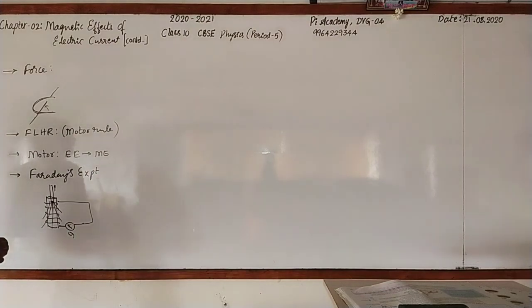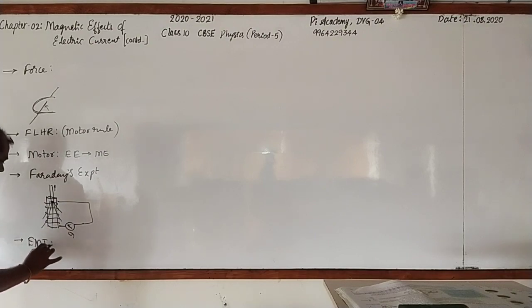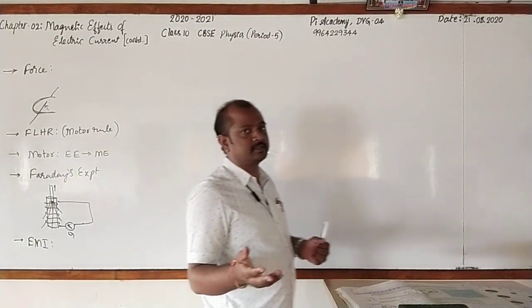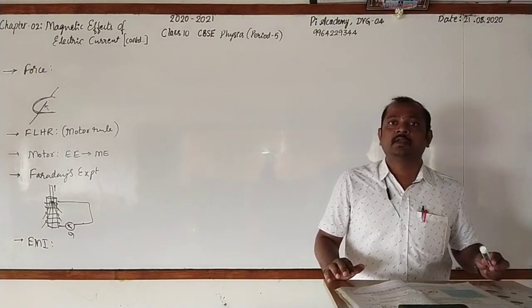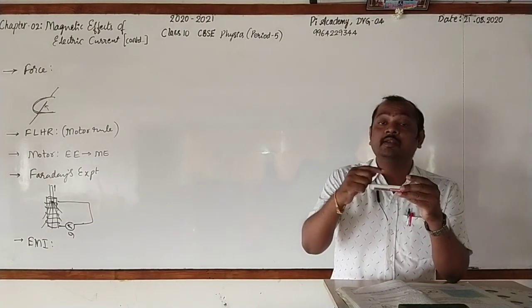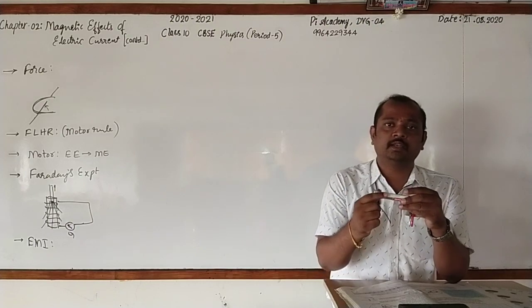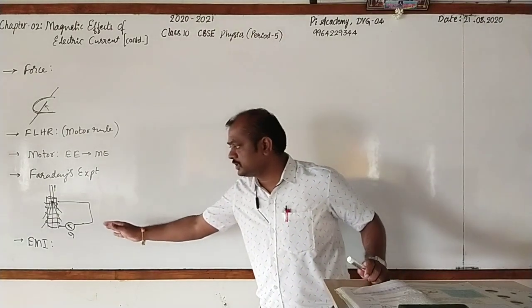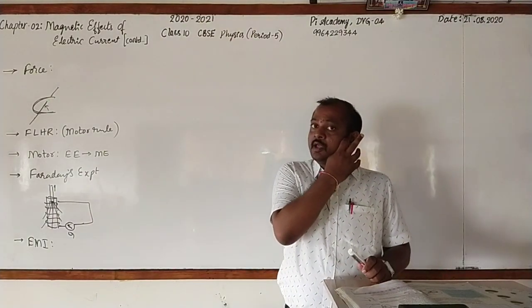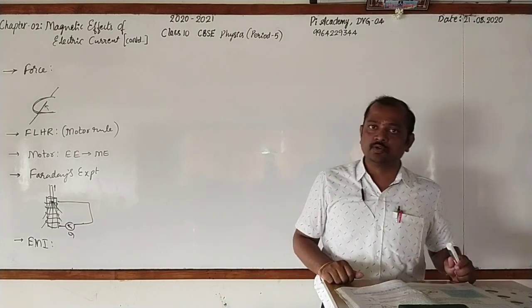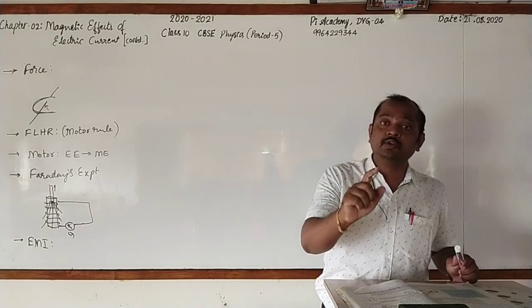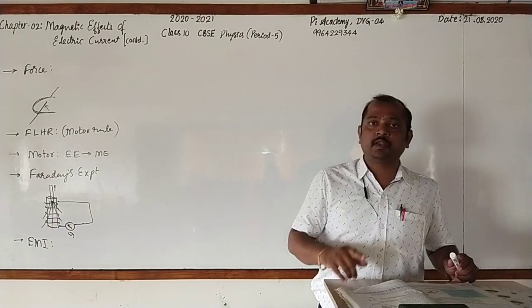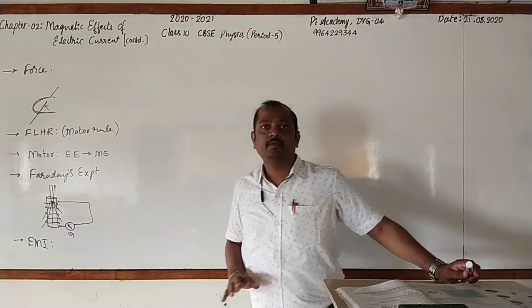Then what did he call this phenomenon? It is electromagnetic induction. How do you define this? Whenever the magnetic field linking with the coil changes, then current is induced in the coil. This phenomenon is known as electromagnetic induction. And the current that is induced is called induced current. This phenomenon was discovered by Michael Faraday.